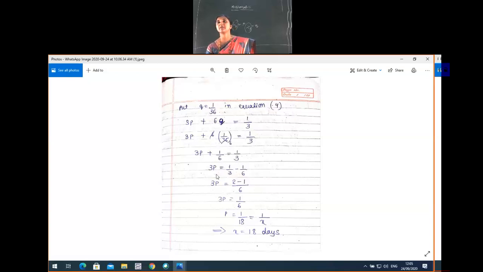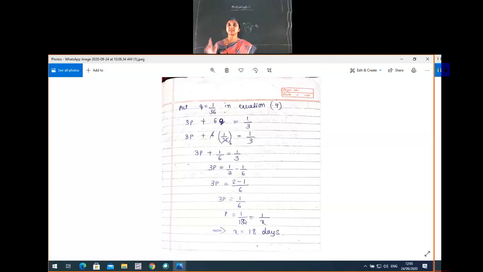Therefore 3P is equal to 1 by 3 minus 1 by 6. You all know this LCM method: 3p is equal to 2 minus 1 by 6, so 3p is equal to 1 by 6. Now take this 3 to this side, 6 threes are 18, that is p is equal to 1 by 18. P, you got 1 by 18.